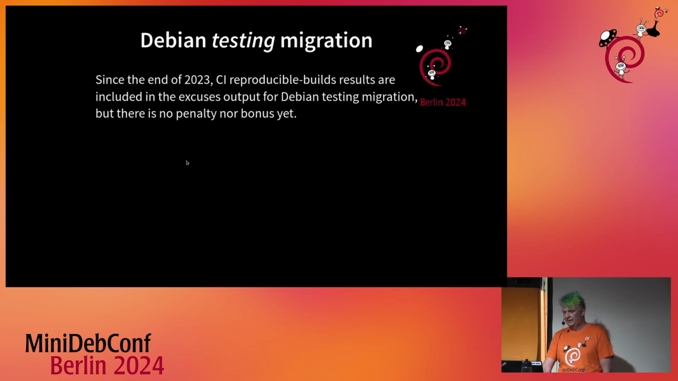Yeah. And Debian testing migrations, since the end of 2023, the CI reproducible build results are included in the excuses of testing migration. There's no penalty or bonus yet, but you can see it there.